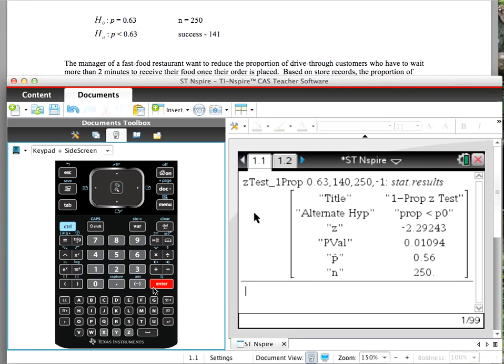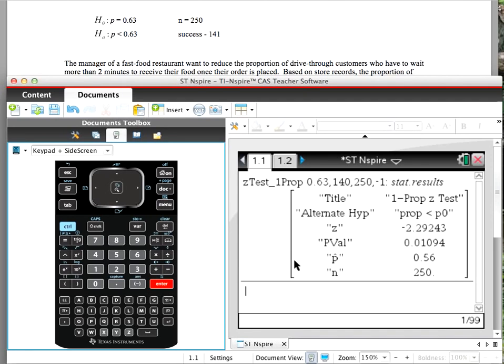Okay, it says what type of test we did, the alternate hypothesis, the Z value, the P value, the proportion, the p-hat, and our n. And you will use this information to interpret as appropriate. Since we were looking at an alpha level of 0.05, we see here our p-value is 0.01, and therefore we would reject this null hypothesis in favor of the idea that times actually were reduced.